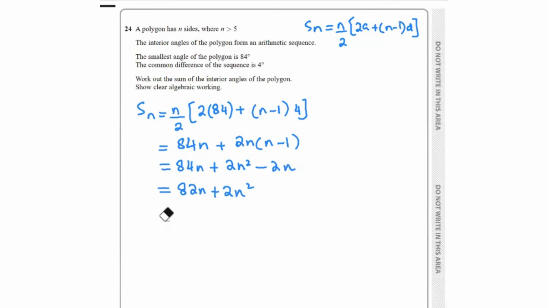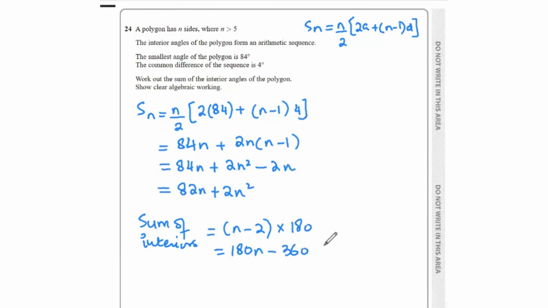Now, this is the formula that we created based on the fact that it's an arithmetic sequence. But there's one thing as well. It's also a polygon, and they're talking about the interior angles of a polygon. So the sum of interior angles of a polygon also has a formula, which is n minus 2 times 180. That's 180n minus 360.